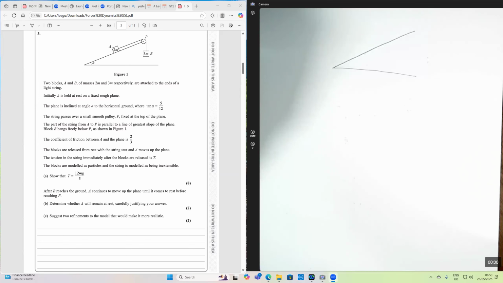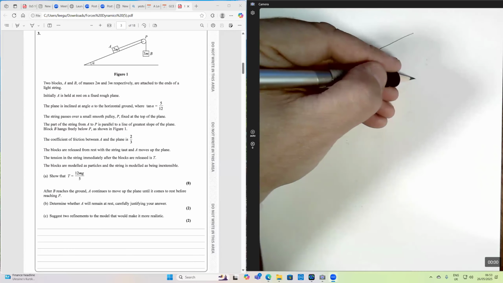The blocks are released from rest with the string taut and A moves up the plane. The tension in the string immediately after the blocks are released is T. The blocks are modelled as particles and the string is modelled as being inextensible. Show that T is equal to 12mg/5, 8 marks.